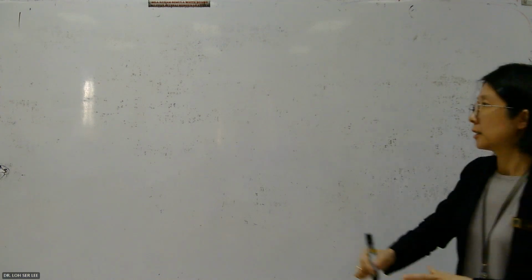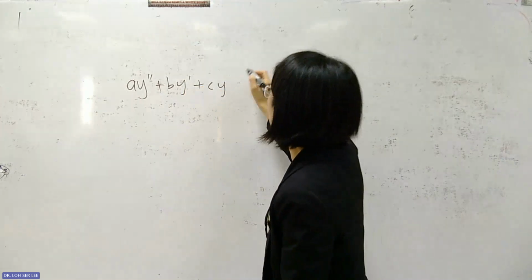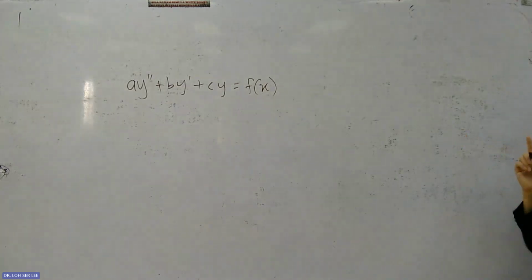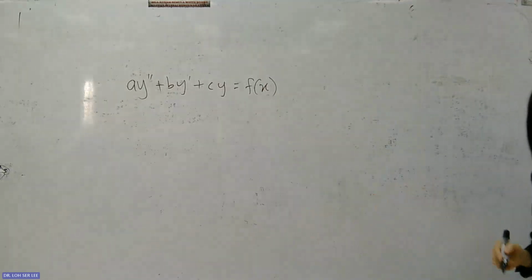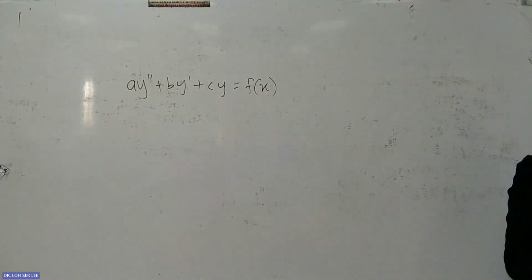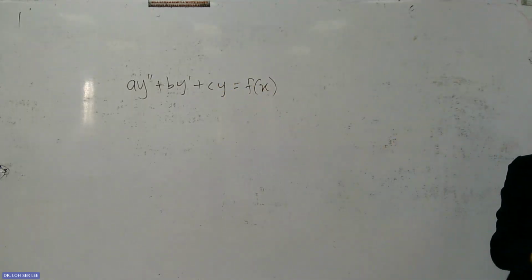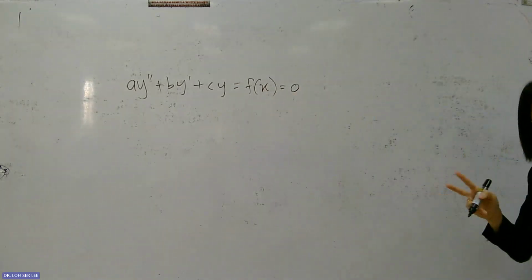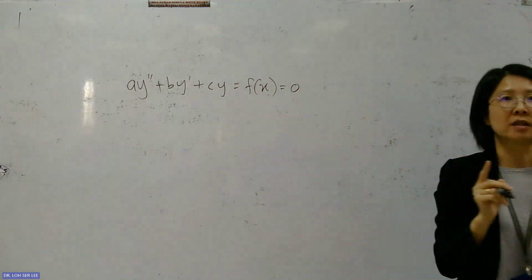For example, ay double prime plus by prime plus cy equals f(x). This is a second order linear differential equation with constant coefficients. a, b, c are constants, so constant coefficients. For chapter 2, we will focus on solving this kind of differential equation. For part 1, f(x) is 0. For part 2, f(x) is non-zero. So today we look at the case where f(x) is 0.